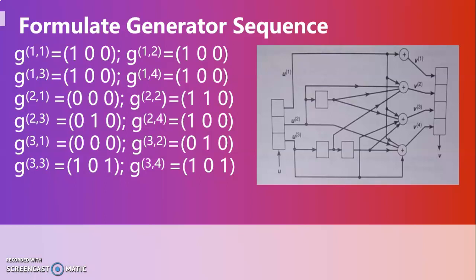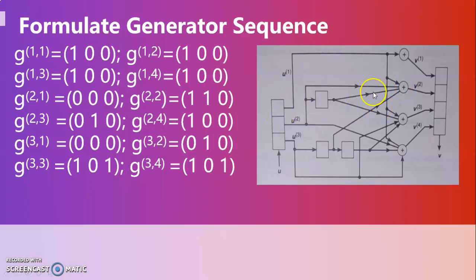Now consider G21. 21 means the second input is connected to the first output. By which way? See, there is no link which connects the first output and the second input. Therefore, the value of the generator sequence is 0, 0, 0 here. So G21 equals 0, 0, 0. Now consider G22. 22 means this input and this output.